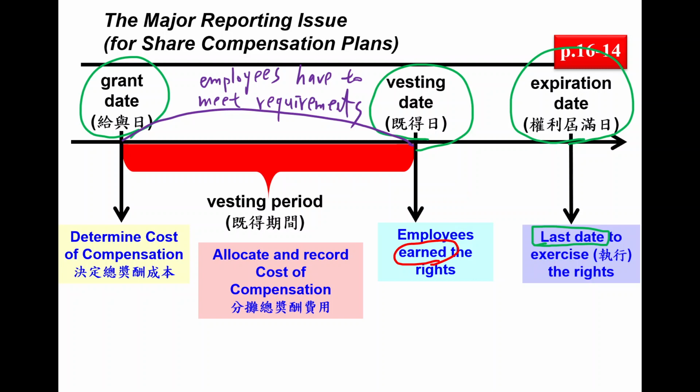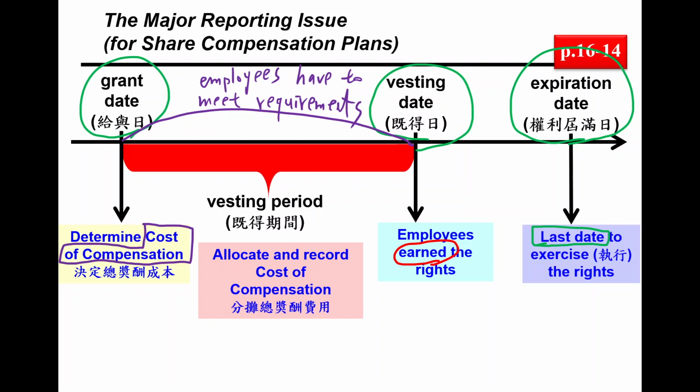And remember, the grant date is the date we grant, or offer, the right to employees. Also, on this date, nothing is free. So when you offer the right to employees, what's your cost? This is the date you have to determine the cost of compensation. So what is the total expense your company has?